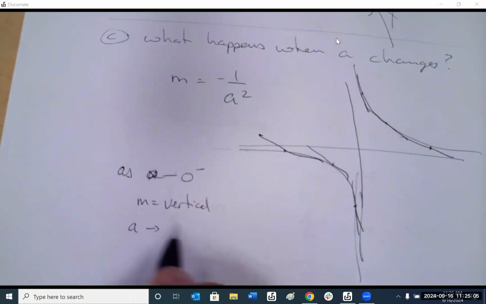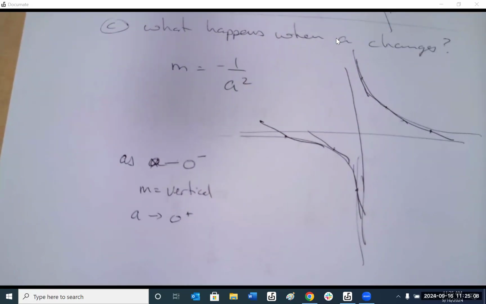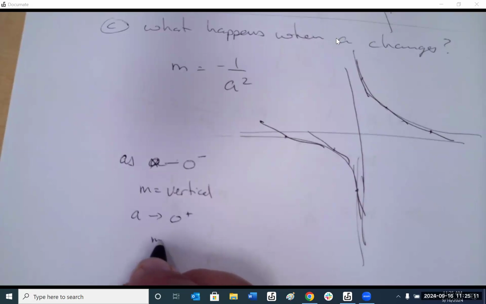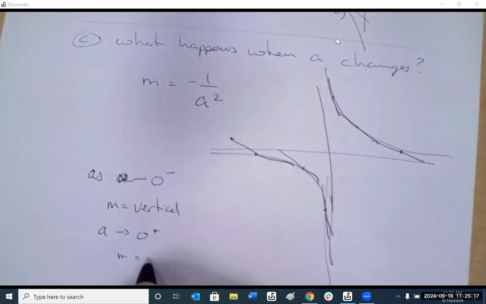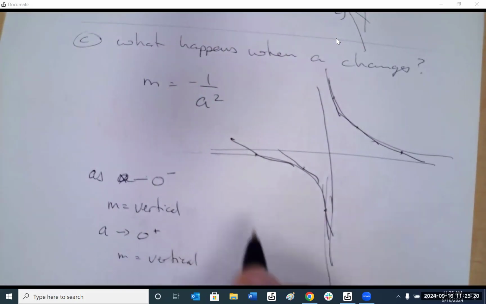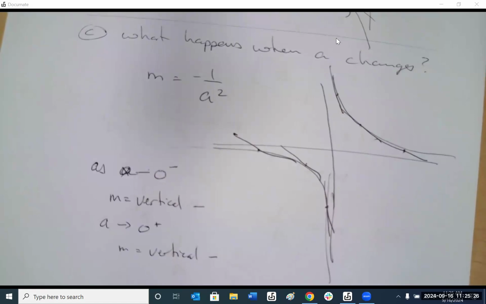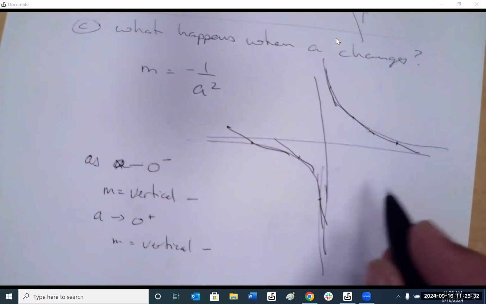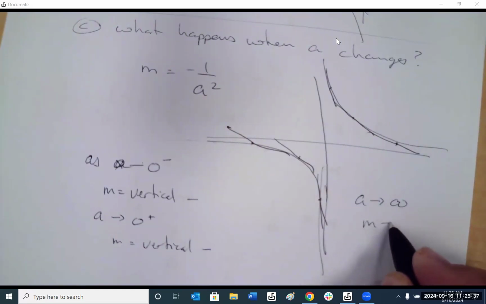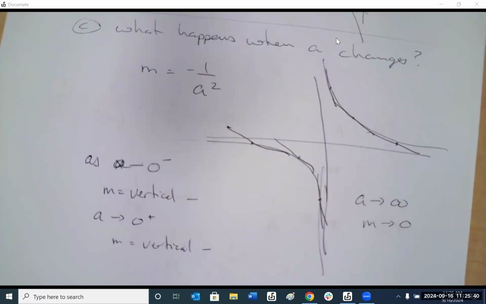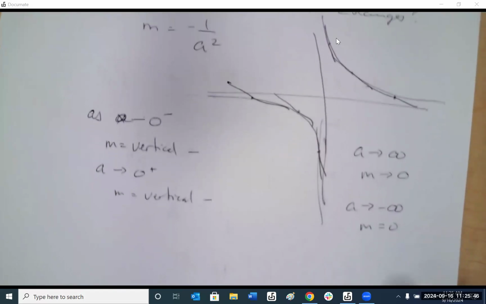As A approaches 0 from the right, what happens? It's also going to be vertical. As A approaches this way, the slope is going up, up, up, up. So it's going to be negative here. It's going to be negative here. So as A goes to 0, it goes vertical slopes. As A goes to positive infinity, the slope goes to 0. As A goes to negative infinity, the slope goes to 0.